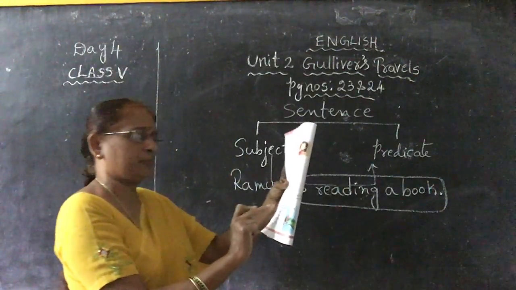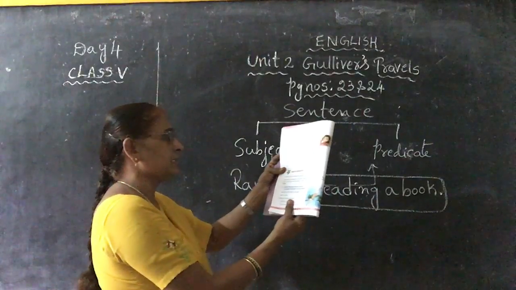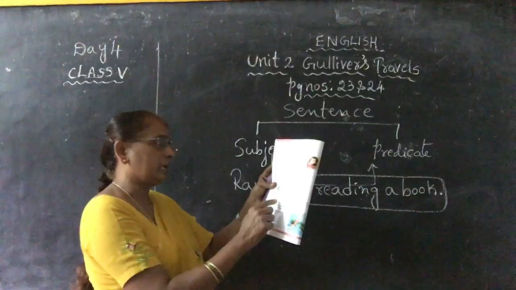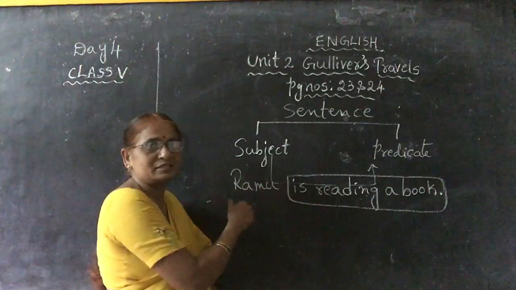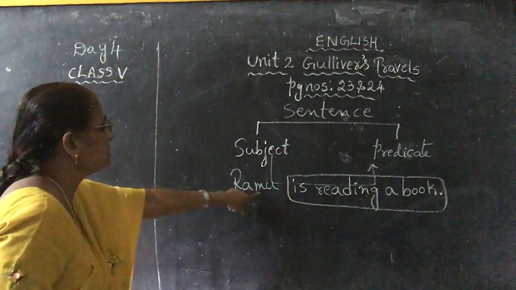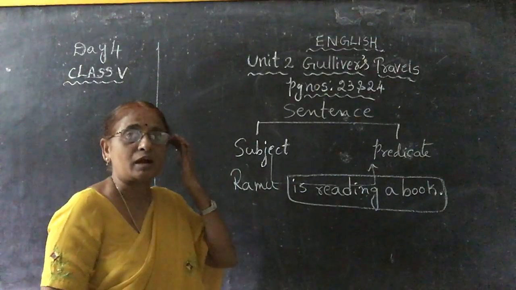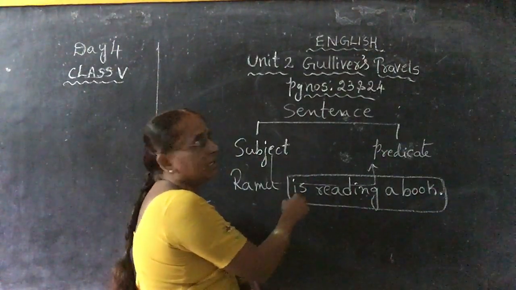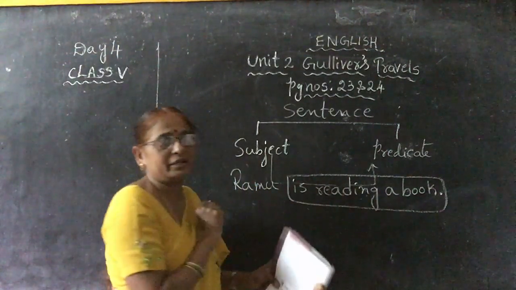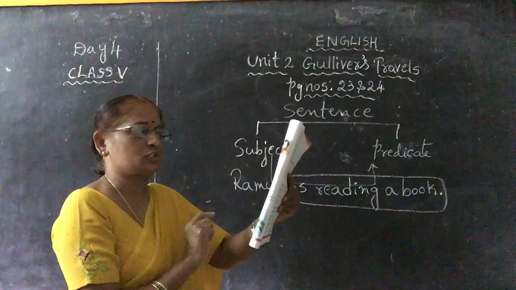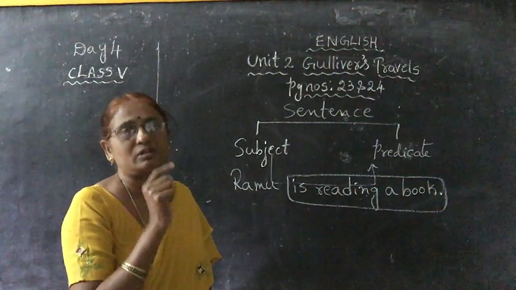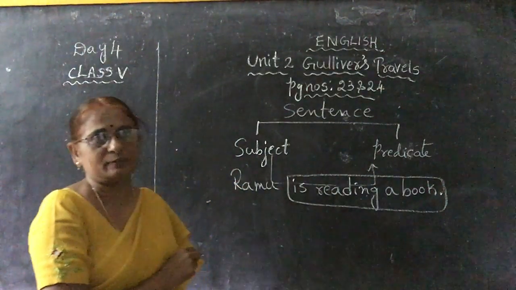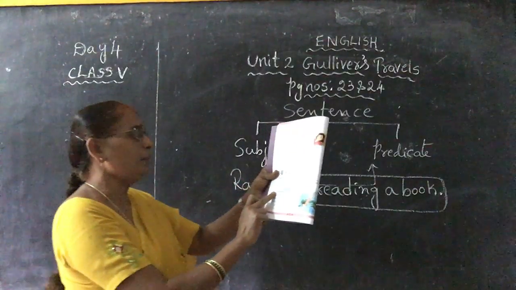See, the subject of a sentence is that which names a person, place, animal or thing. The predicate tells us what the subject is doing. Just now I told you, what is Ramu's work? What is Ramu doing? Not only Ramu, it is called subject. What the subject is doing, that telling is called predicate, children. What the subject is doing, or describing something more about the subject. Telling more about the subject is called predicate, children. Got my point?